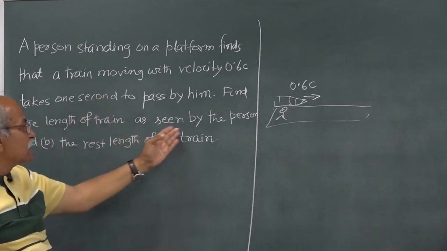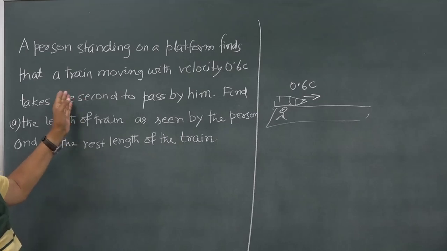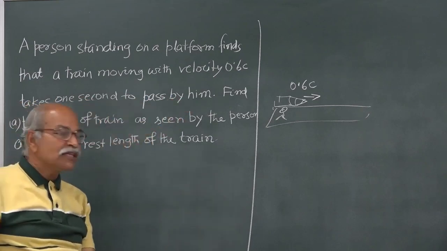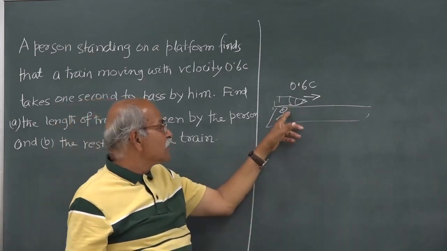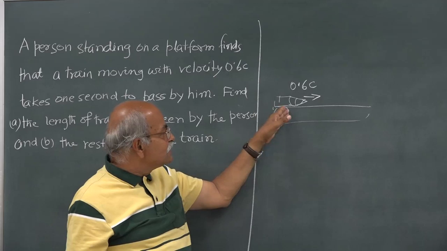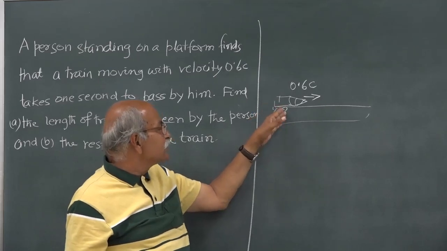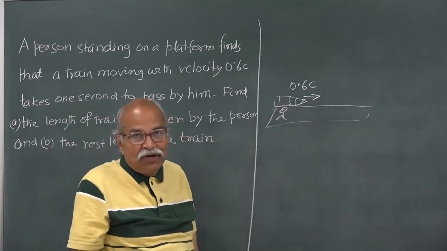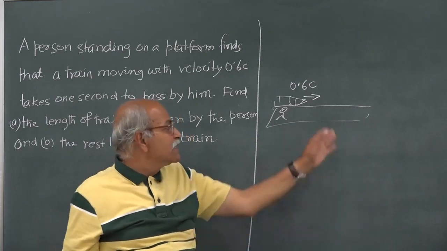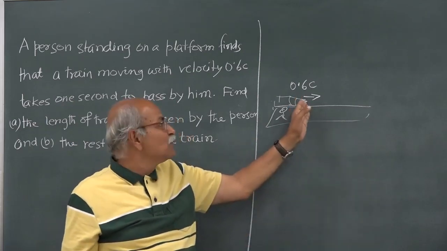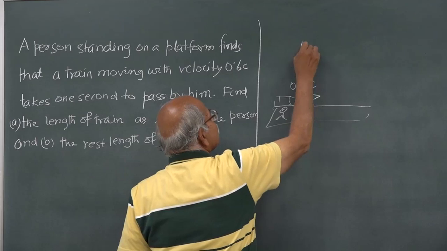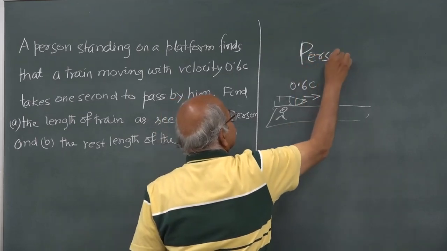Find the length of the train as seen by the person, and the person finds that it takes 1 second to pass by him. That means the engine is here, and then the last coach, the rear end, is here. So, the train has passed by him and it takes 1 second. So, how much has the engine moved in 1 second? It has moved at this speed. So, this is for that platform, for the person's frame.